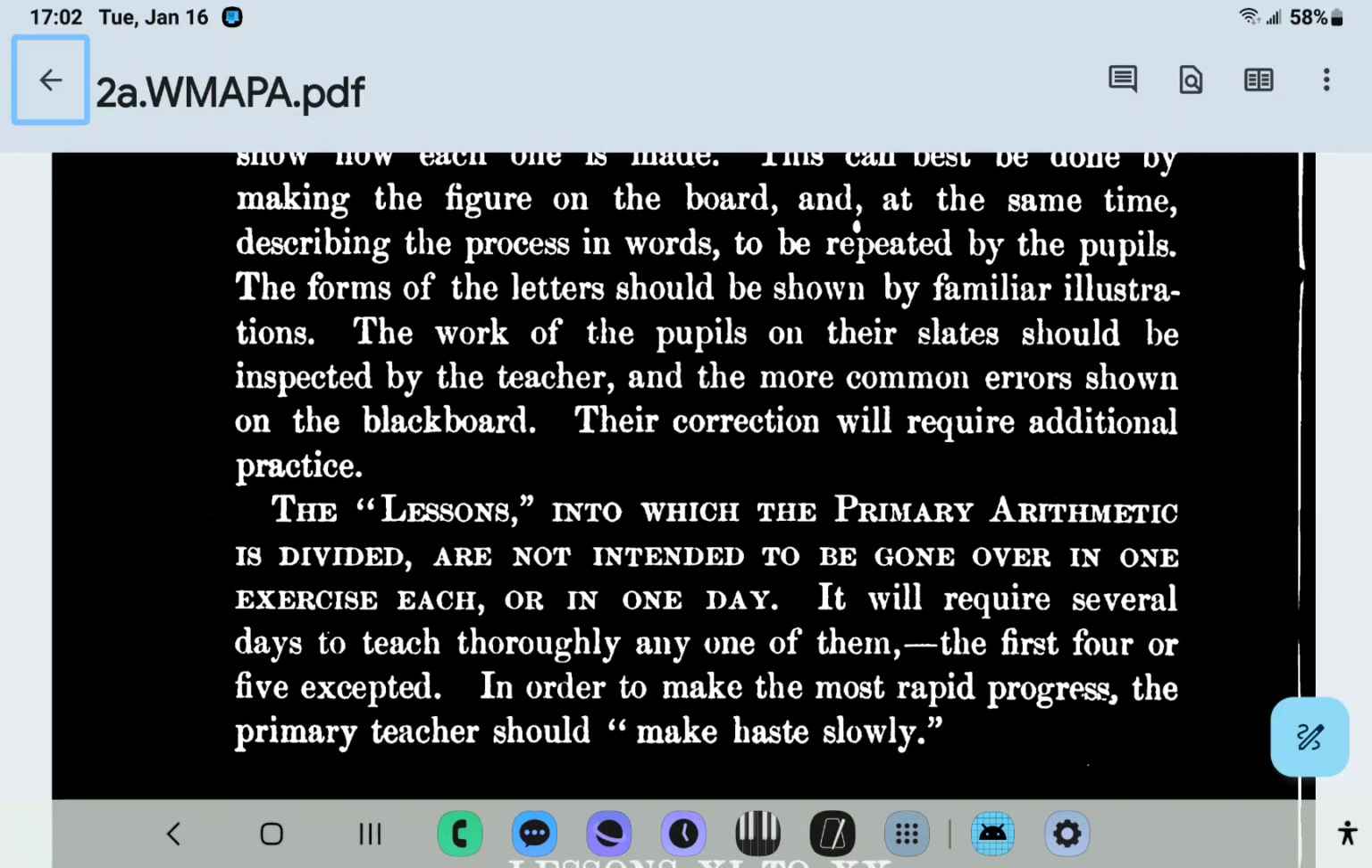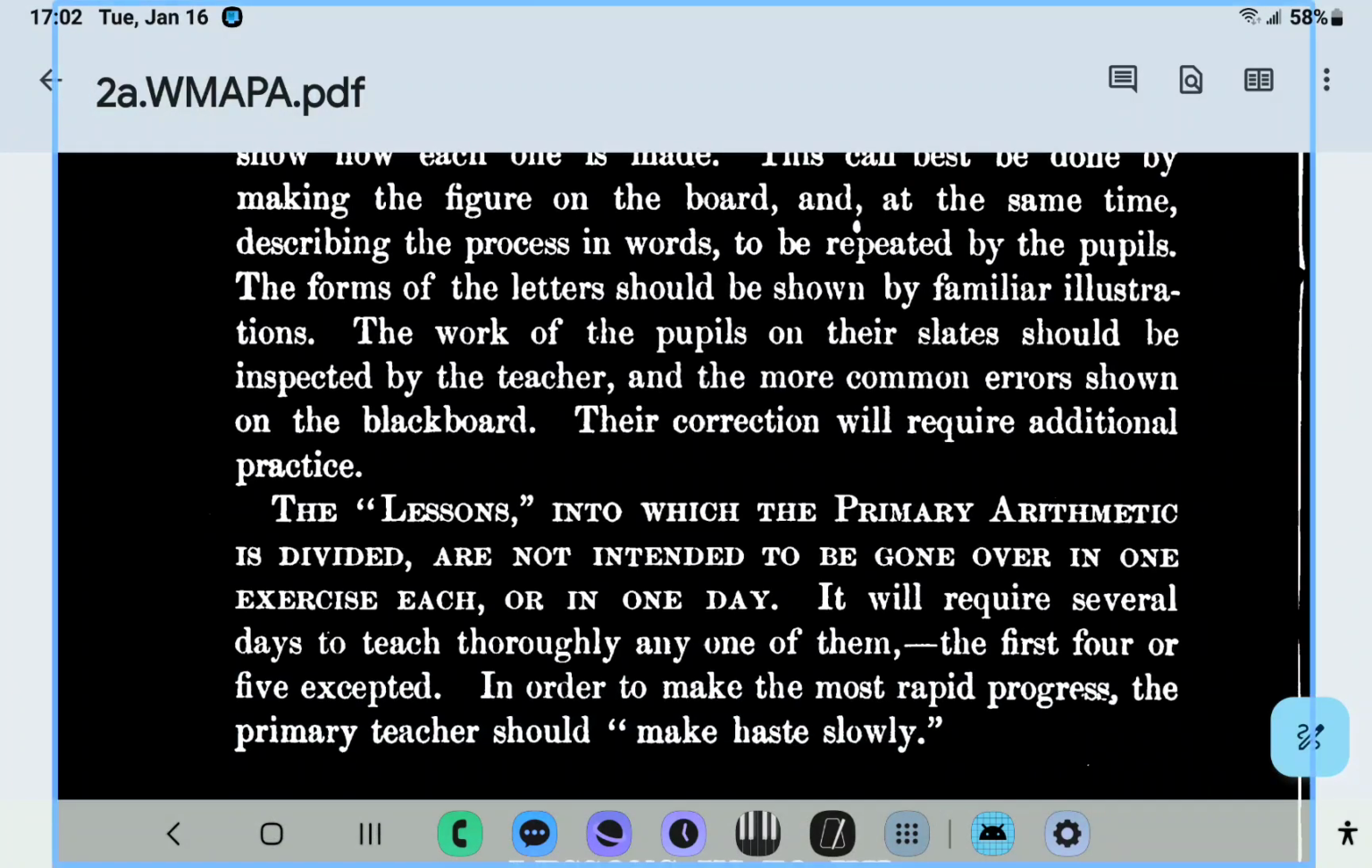Oh, almost. 18 Manual of Arithmetic. In their simplest forms, and special pains should be taken to show how each one is made. This can best be done by making the figure on the board and at the same time describing the process in words to be repeated by the pupils. The forms of the letters should be shown by familiar illustrations. The work of the pupils on their slate should be inspected by the teacher, and the more common errors shown on the blackboard. Their correction will require additional practice.